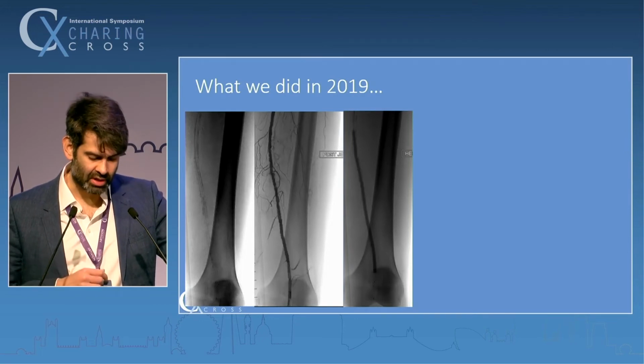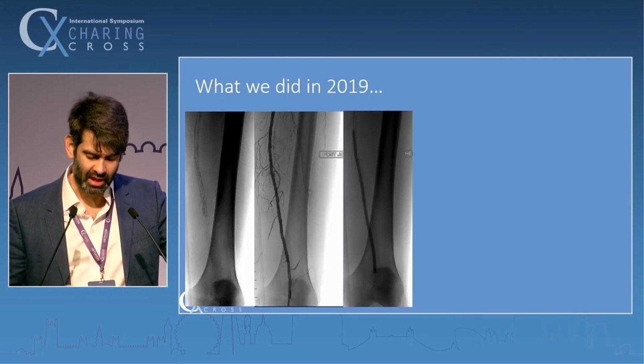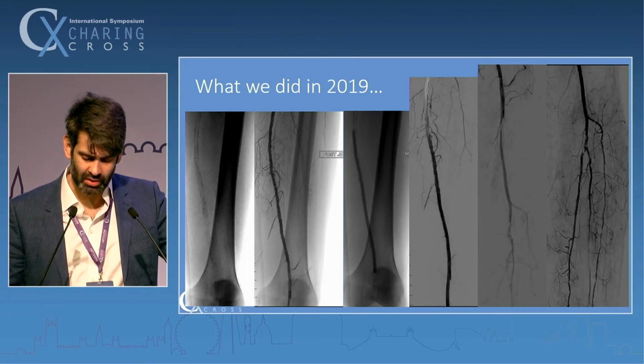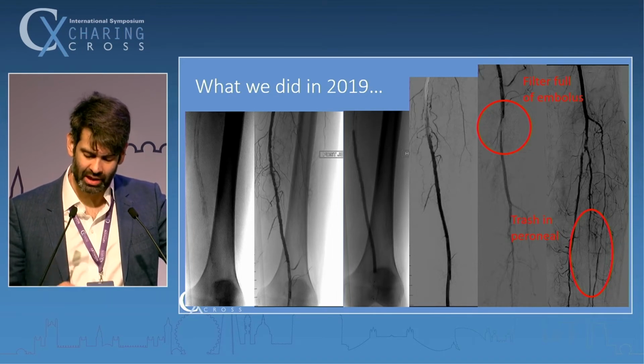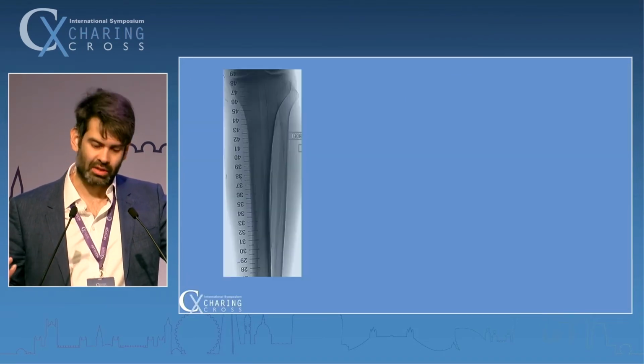What did we do in 2019? Well, we crossed the lesions, and we used a rotational atherectomy and did a plain balloon angioplasty, a drug-coated balloon angioplasty, and what are we left with here? We're left with a filter that's full of embolic material. We're left with trash in the peroneal arteries. So you know how this story goes.